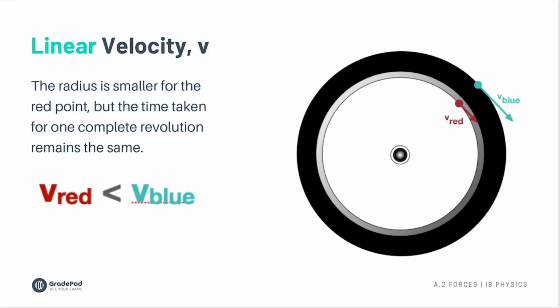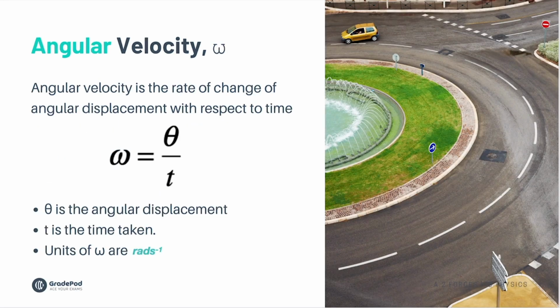If you consider a wheel, and we have 2 points, a red and a blue point, those points are placed on the wheel. The red point has a smaller radius than the blue point. And if we consider the equation v equals 2 pi r over t, then the red point has a smaller radius, which means it has a smaller linear velocity than the blue point. So when you're considering linear velocity, the radius may be smaller for something, which means that the linear velocity is smaller. However, let's now look at angular velocity.